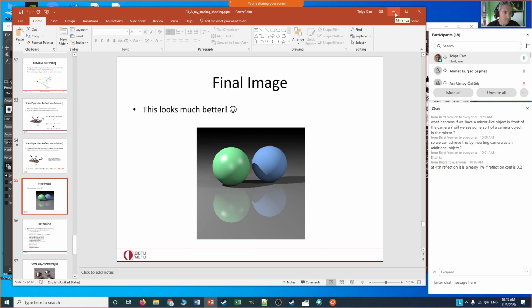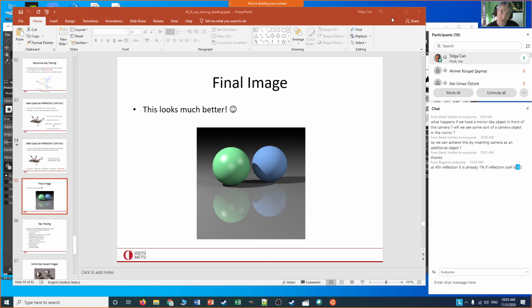We also don't require more ray bounces to make the scene more realistic. Exactly. Another thing: at the fourth reflection, if all the objects have reflection coefficient 0.2, it already becomes just 1% of the computed color. So you will not be able to see the reflection. Thanks, Bugra. That's why we don't need too many ray bounces.